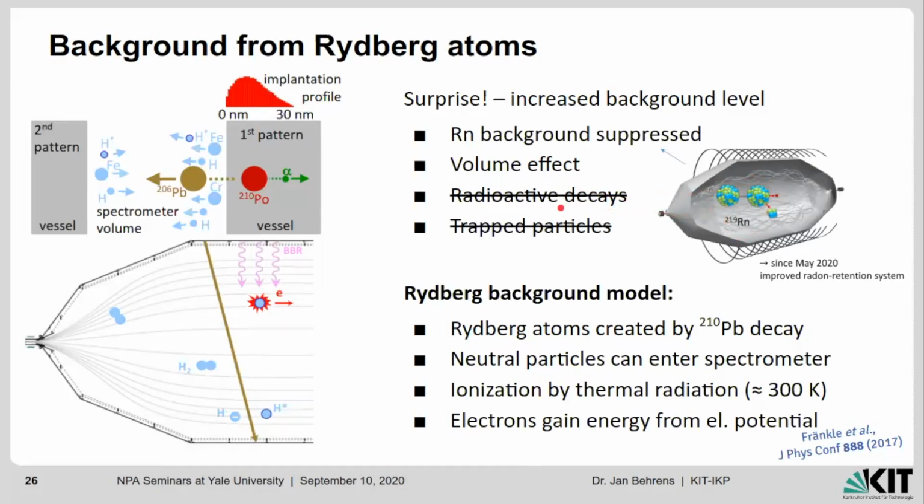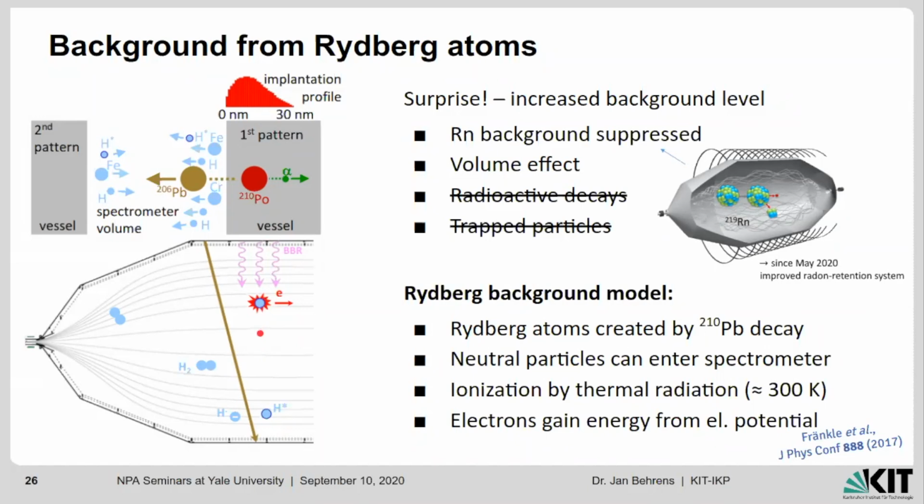We know that it's not radioactive decays or trapped particles. So we did more investigations and finally found an answer to explain this higher background, which is the Rydberg background model. The way this goes is that we have some lead-210 in the stainless steel walls of the spectrometer where Rydberg atoms are created. These particles are neutral, so they can enter the spectrometer volume without being blocked by potential or magnetic fields. But because they are Rydberg atoms, they can also easily be ionized by thermal radiation.